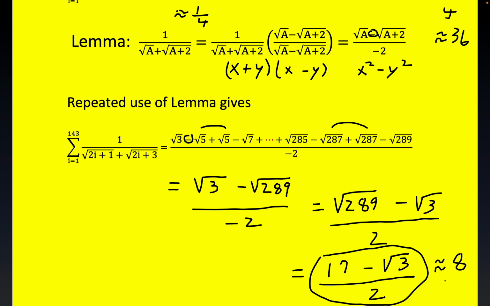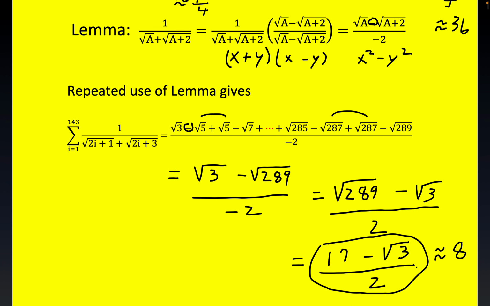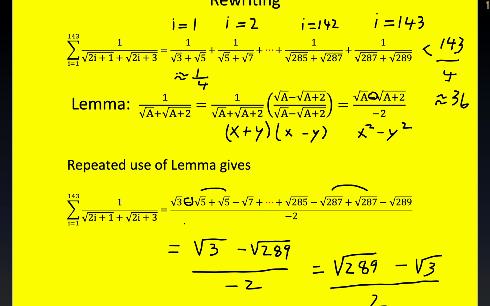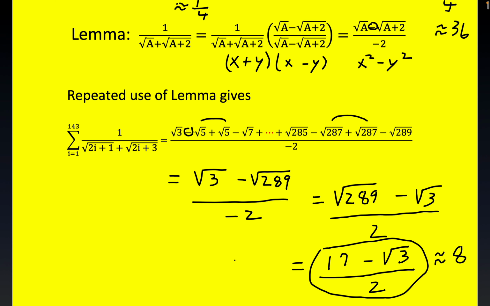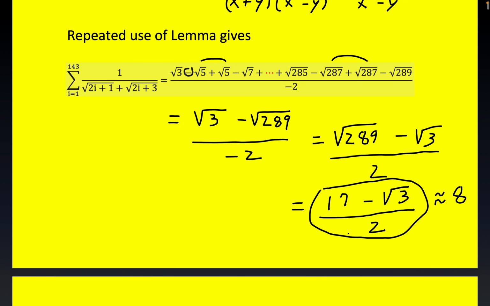Python programmers could plug this in and just let the computer run through the iterations and get the solution. But anyway, that's the final answer, folks. We got a telescoping sequence due to this lemma that really minimizes the calculations. It takes each of these summands and converts it to something where you get this mass cancellation. And again, this is the final answer: 17 minus the square root of 3, over 2.